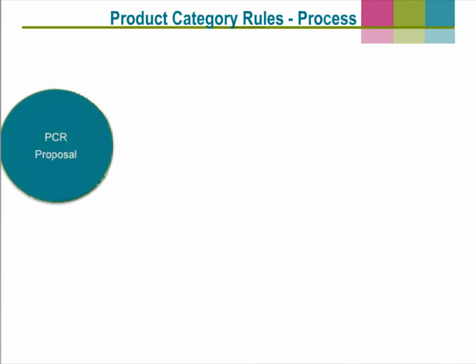EPDs are based on product category rules. Product category rules, or PCRs, specifically define what information is to be reported in an environmental product declaration so that it can accurately reflect a product's environmental impact. Each industry or product type will fall into a specific product category rule.